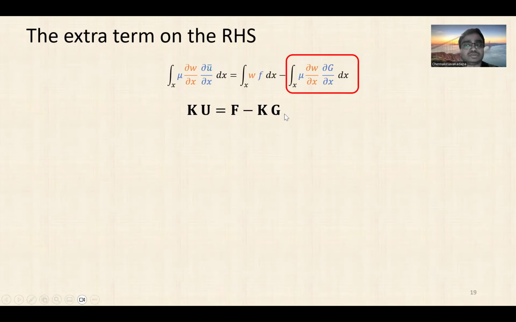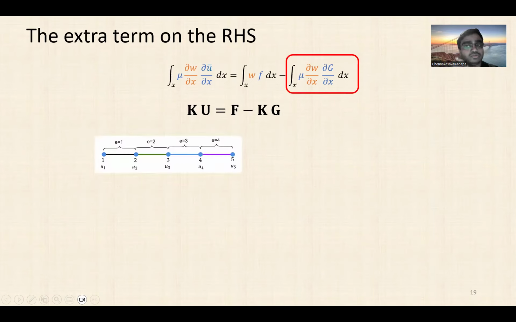So this extra term adds some non-zero contribution to the force vector, effectively modifying the force vector, accounting for the values coming from the Dirichlet boundary conditions. Now, let's see how this works in practice.